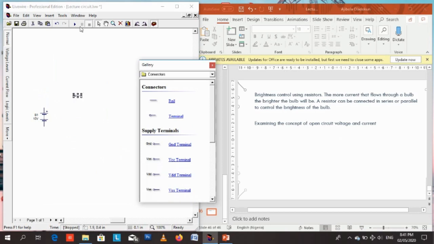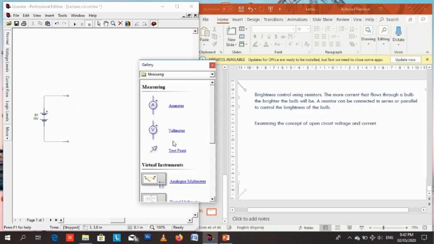So let's get the terminals across the battery. We get our battery out and get a terminal here. Before I leave the whole concept of using resistors to control brightness, I think I've said before already that the series one is better than the parallel one. So let's leave that. Now this is open circuit voltage.